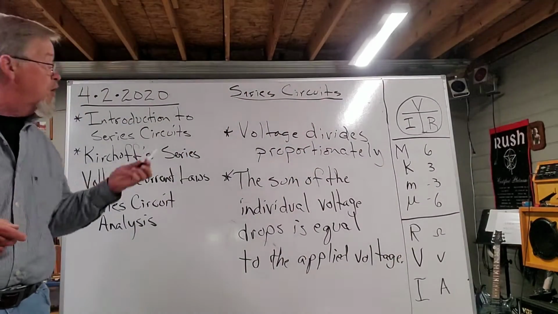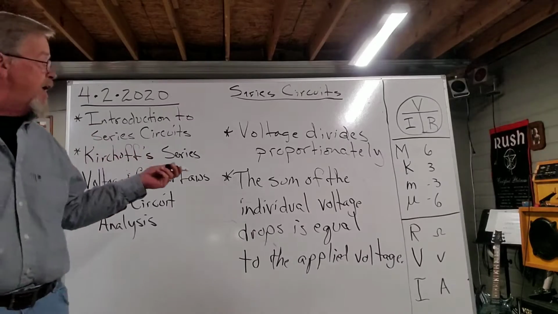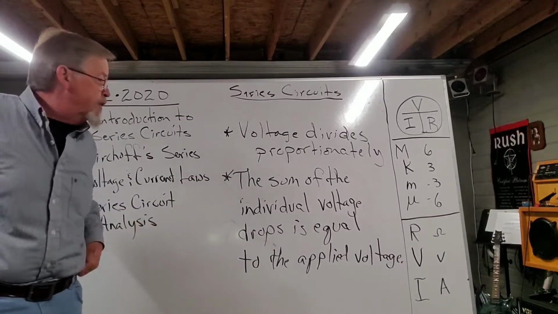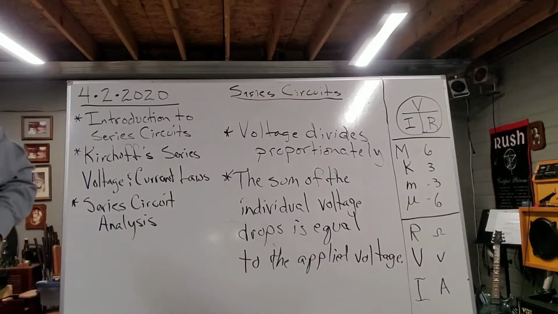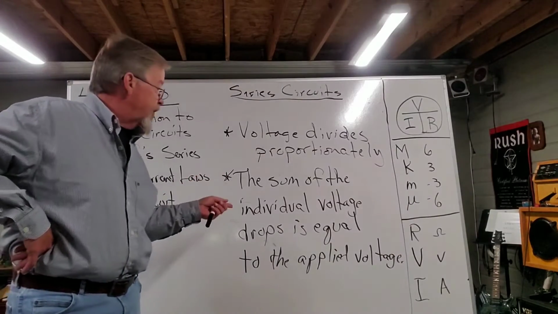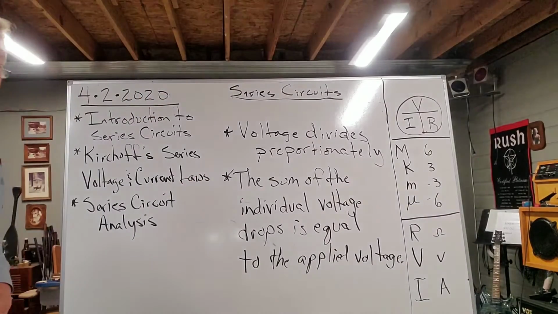So the Kirchhoff laws are: voltage divides proportionally, and the sum of the individual voltage drops is equal to the applied voltage. Okay, so take and pause this and copy it.